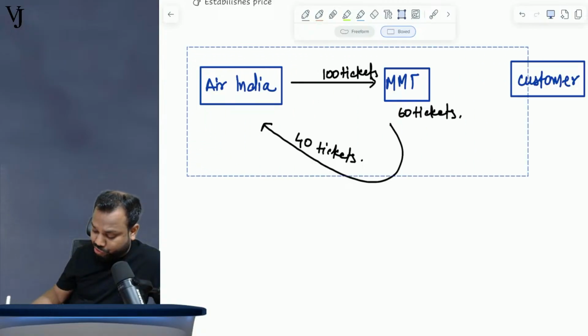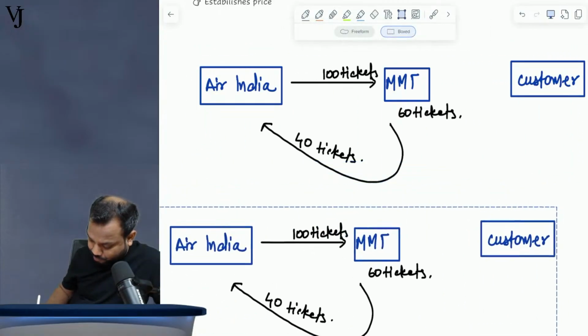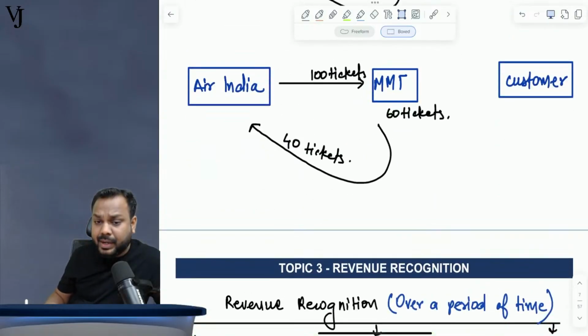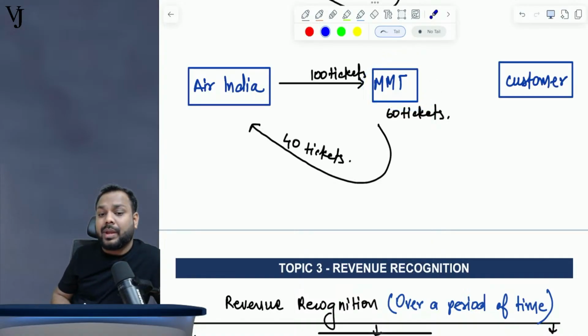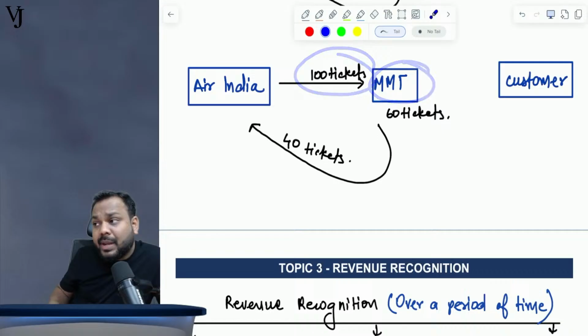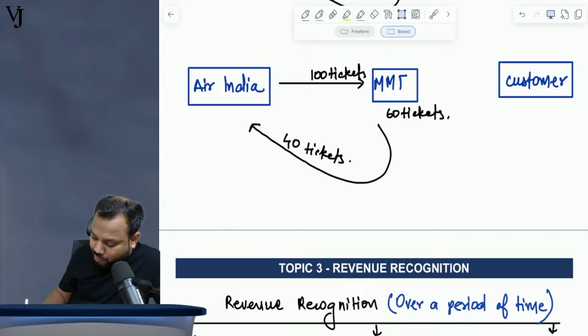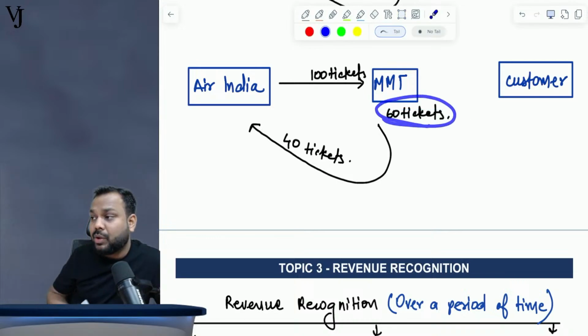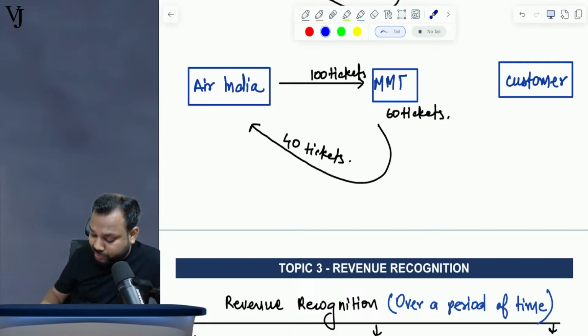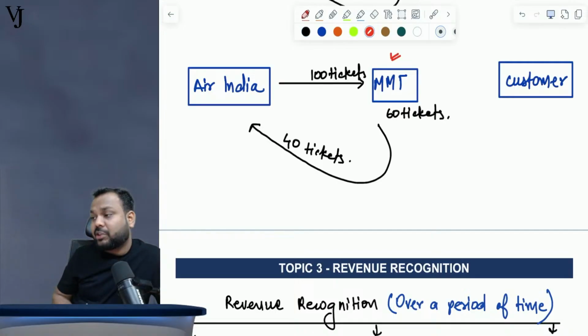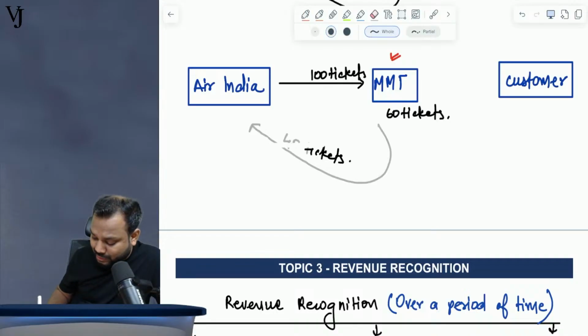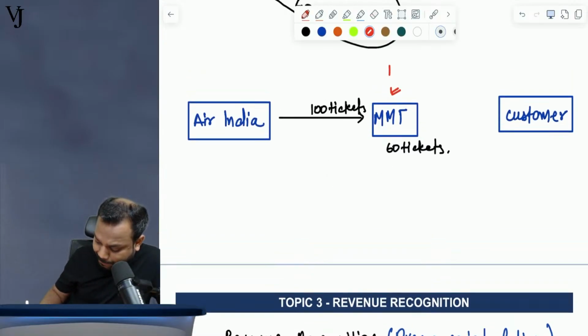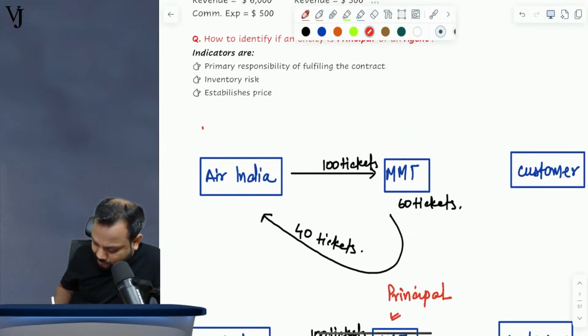Now, let us change the situation. MMT purchased 100 tickets from Air India. Now MMT was able to sell only 60 tickets. Tell me, who will bear the loss of 40 tickets? It's Make My Trip who bears the risk. So here in this case, Make My Trip becomes the principal, and this is the agent.